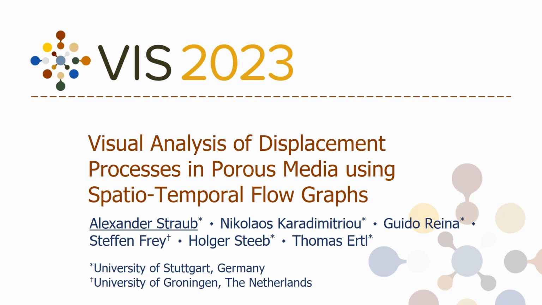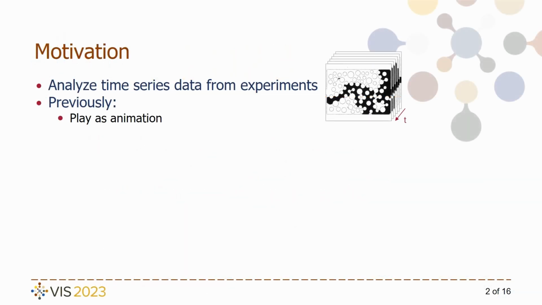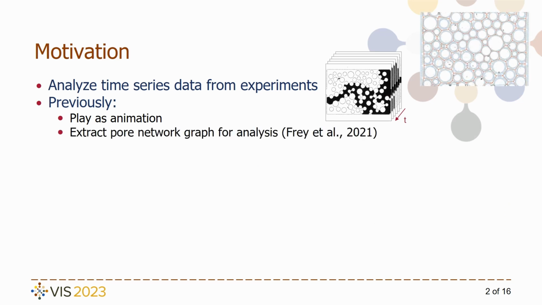Welcome to our presentation on the visual analysis of displacement processes in porous media using spatio-temporal flow graphs. Typically, domain scientists look at the raw data from experiments by animating the recorded image time series and gain information about the porous domain by extracting the pore network graph. However, this graph, a node link diagram, only contains information about the solid structure of the porous medium.